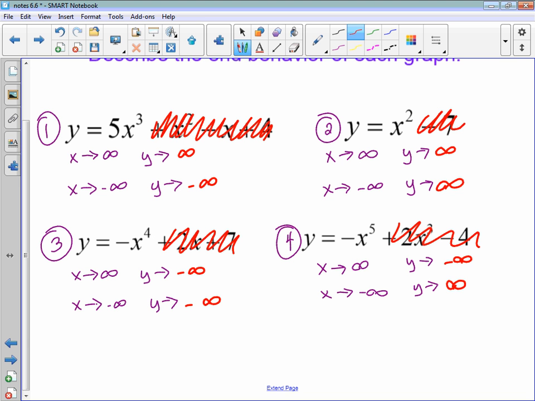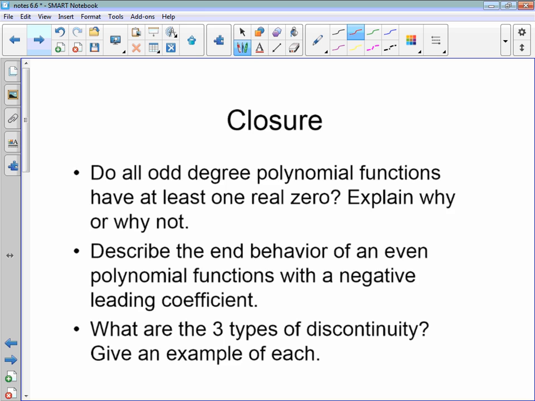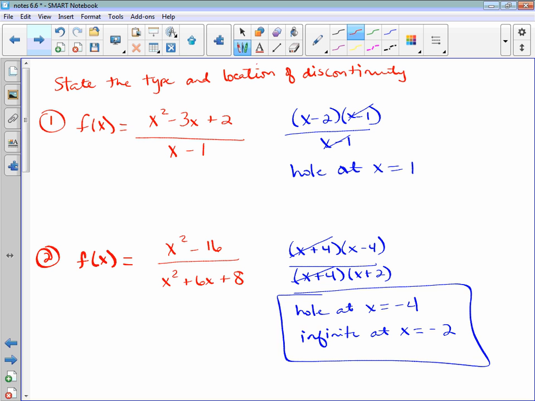How's everyone else doing with these? All right. Do you want practice with discontinuity, or do you feel okay with it? Let's do a little bit of practice here.